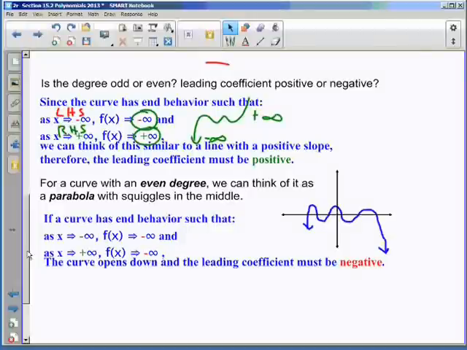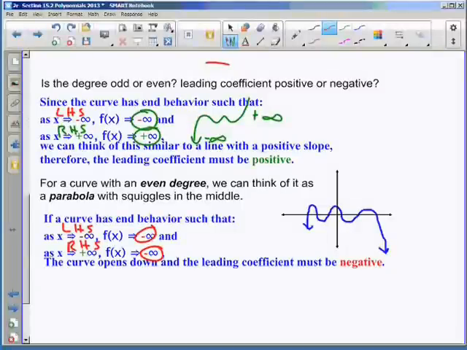We have an odd degree, but if it was an even degree, we would notice that on the left-hand side, it approaches negative infinity, but also on the right-hand side, it approaches negative infinity, so it opens down. So the curve opens down and the leading coefficient must be negative if we had an even degree with a graph shown over here.